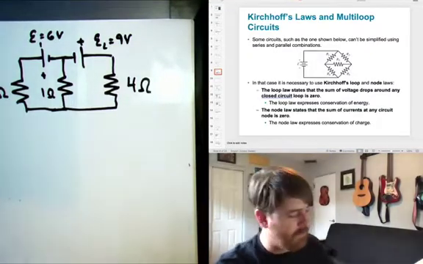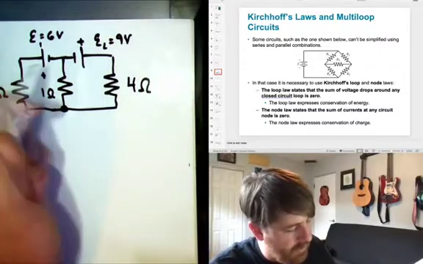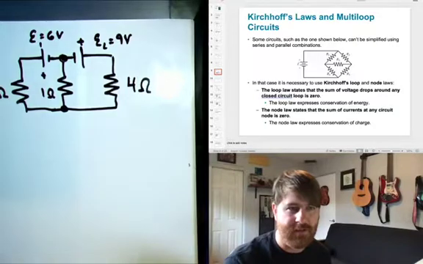And what is a node? A node is a place where any 3 or more wires meet. So these 2 points in my circuit are what I label as nodes.